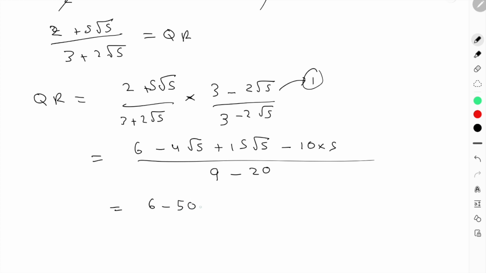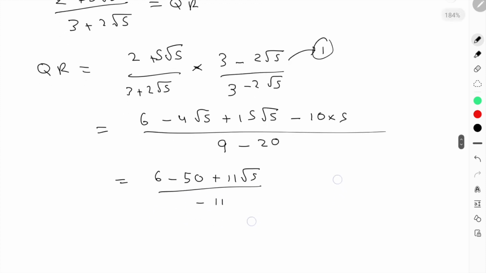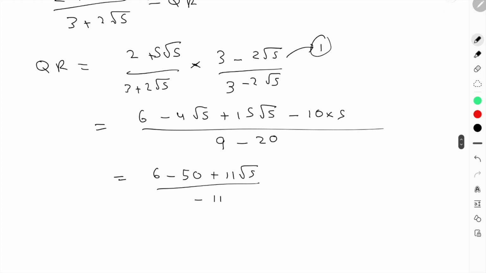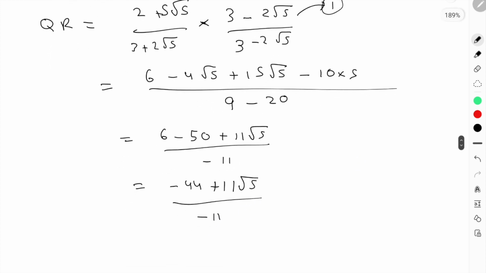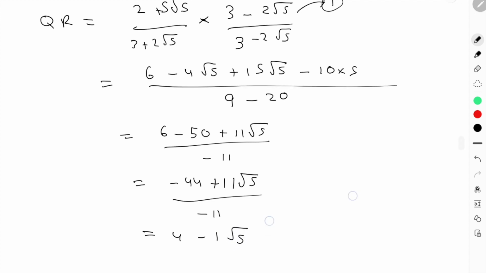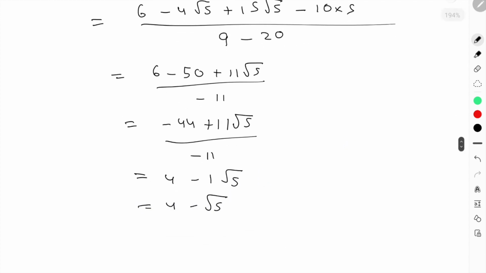6 minus 50 plus 11 root 5 divided by, that's going to be negative 11. What's 6 minus 50? 6 minus 50 is minus 44. And then plus 11 root 5 divided by minus 11. Okay, so we can simplify this because this is basically 4 and that's minus 1 root 5. And then that's 4 minus root 5.